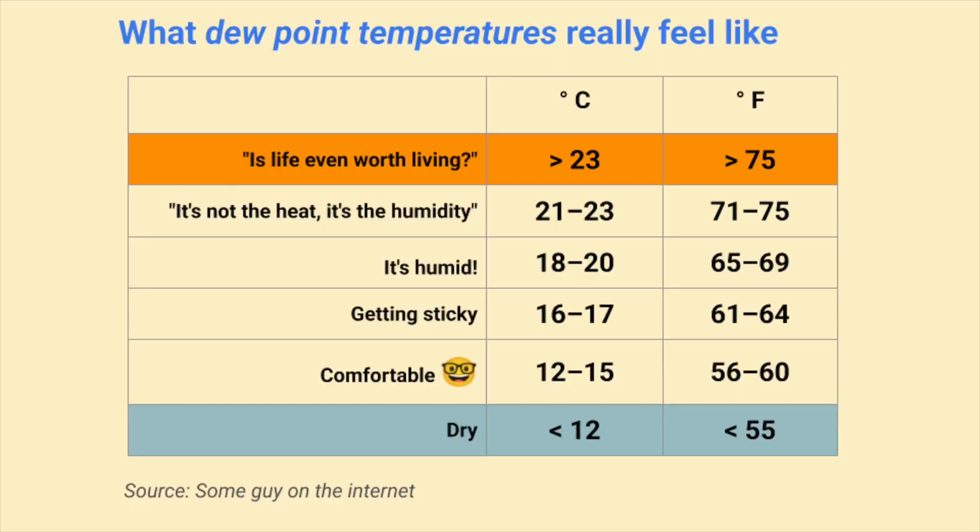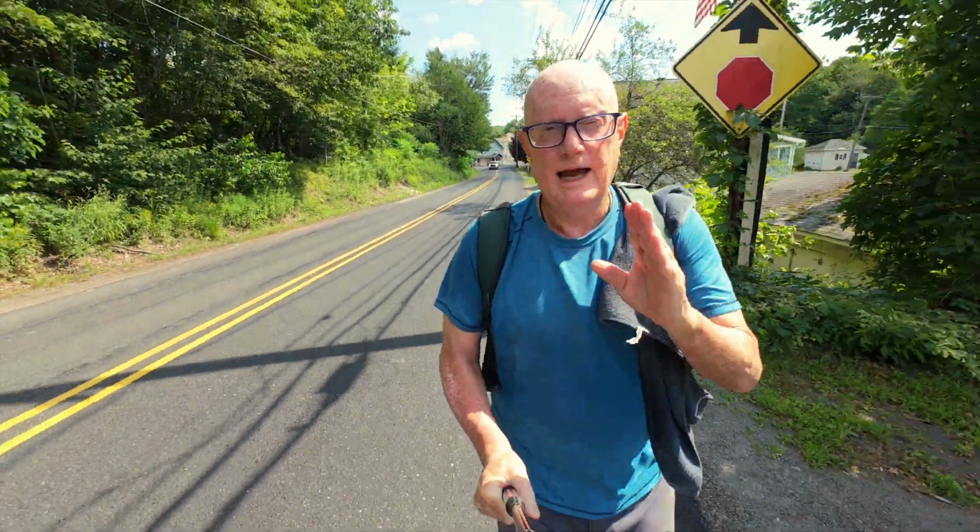As a result of the calculation, we get a 22 degree dew point. Now, you look on my chart here, you'll see that 22 degrees is in the "it's not the heat, it's the humidity" category, which is one step below where you start to consider if life is worth living. If we hit 23 degrees or plus in the dew point, it's total and complete misery. So right now I'm close to total and complete misery, but not quite there.